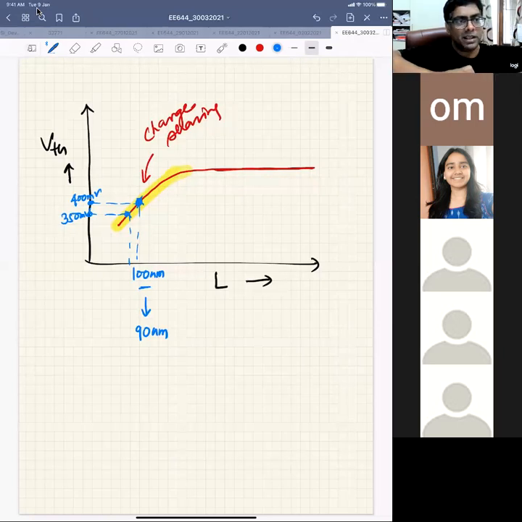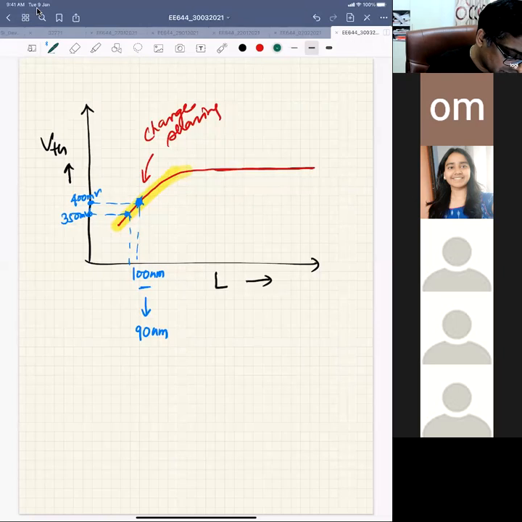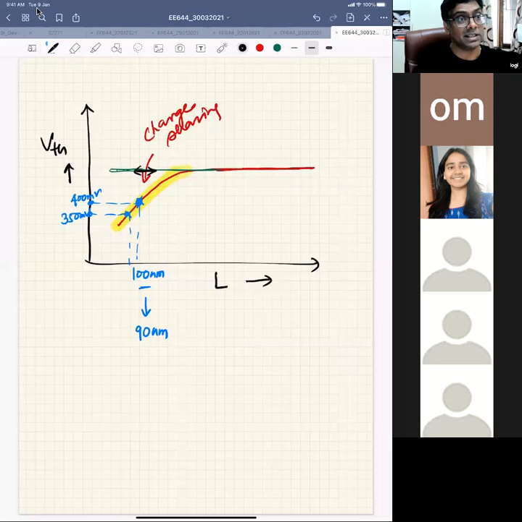But if you have a very good technology where your charge sharing is properly controlled, and you have a very flat VTS versus L curve, your VTS is not reducing when you reduce L. There, if there is any variation in length, there is no change in VTS. So length variation will always be there.